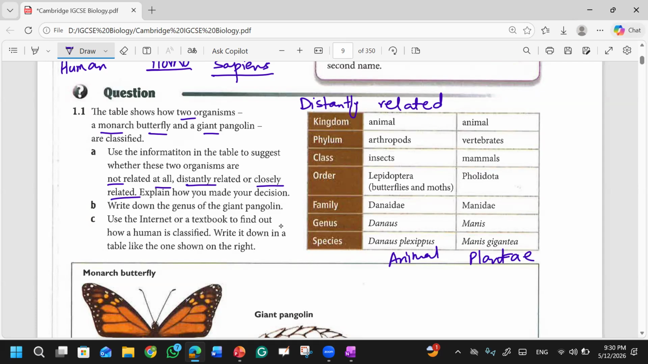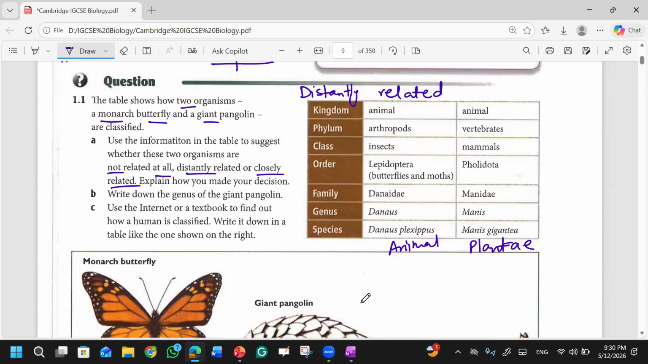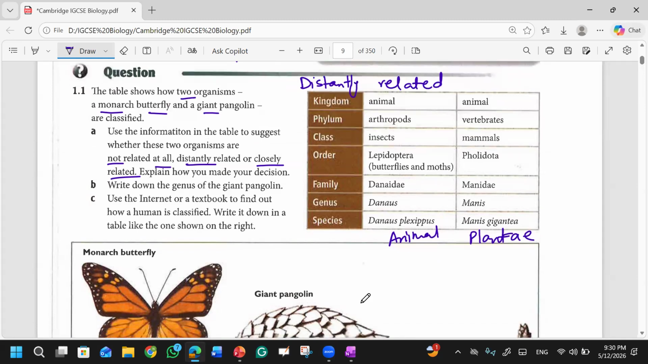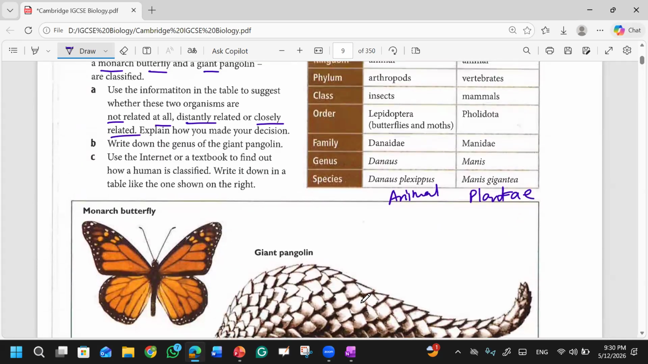Clear? Okay, then write down what they have mentioned on the genus of the giant pangolin. How will you write the genus of the giant pangolin? We will first write Manis, then gigantea. Gigantea. And then underline it, okay? This is a must.